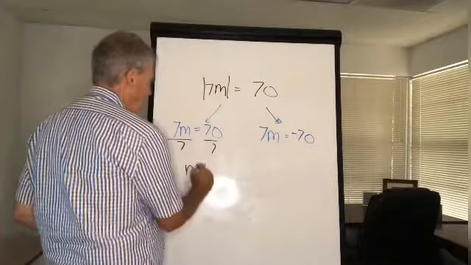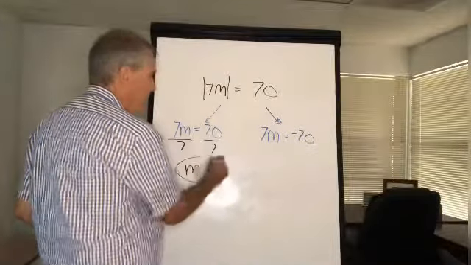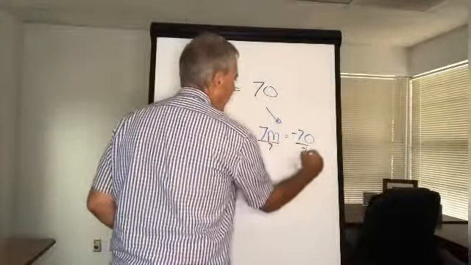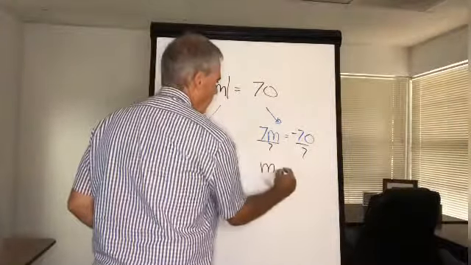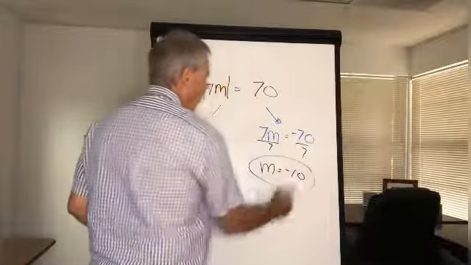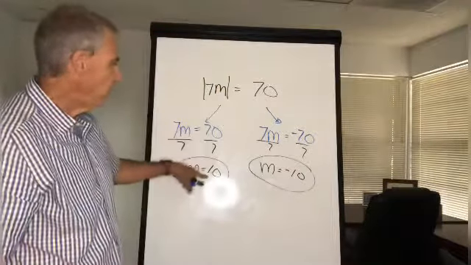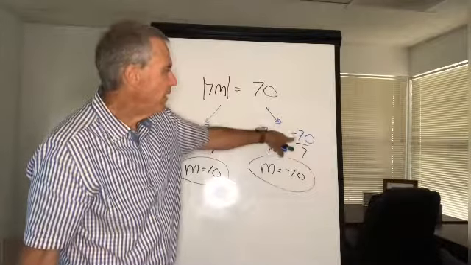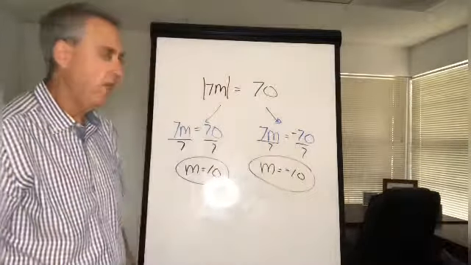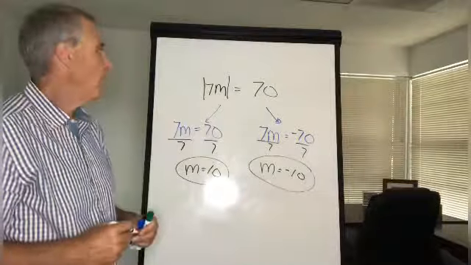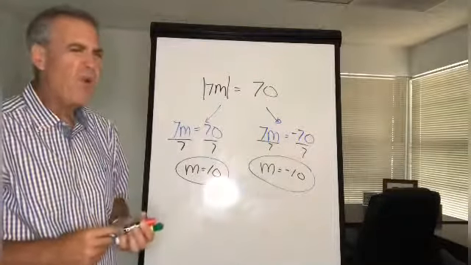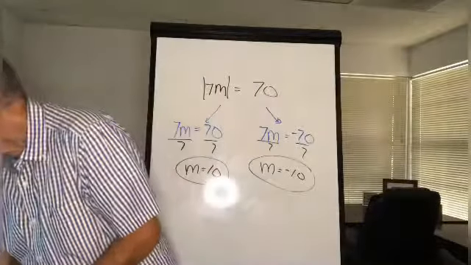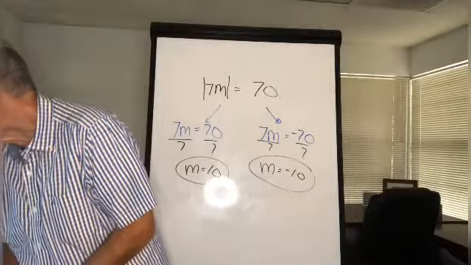M is equal to 10. That's one of our answers. Divide by 7, divide by 7, and m is equal to negative 10. Okay, 70 divided by 7 is 10. If you go in your calculator and go 70, hit the negative button, divide by 7, you'll get negative 10. Two answers in an absolute value problem. Not all the time, but most of the time. All right, let's let you try one, and we'll see how you do.